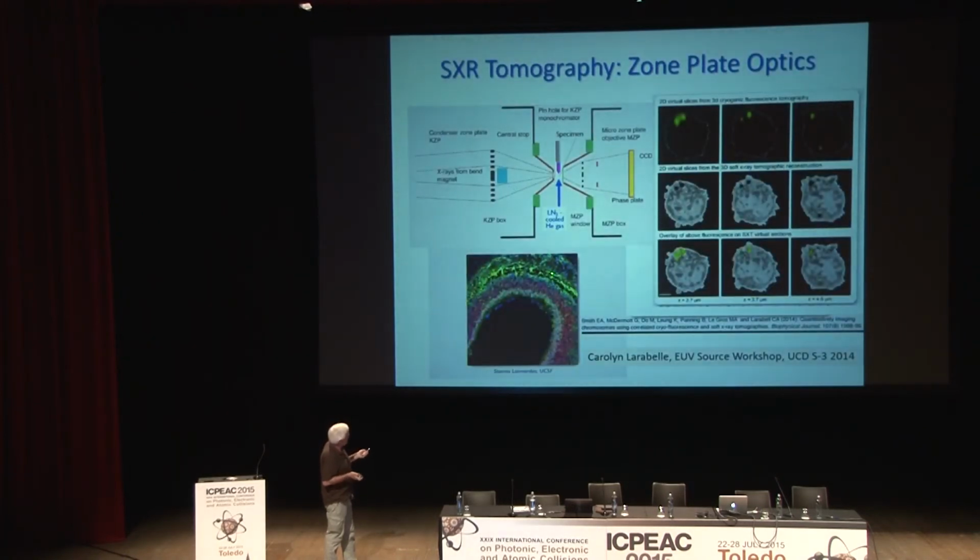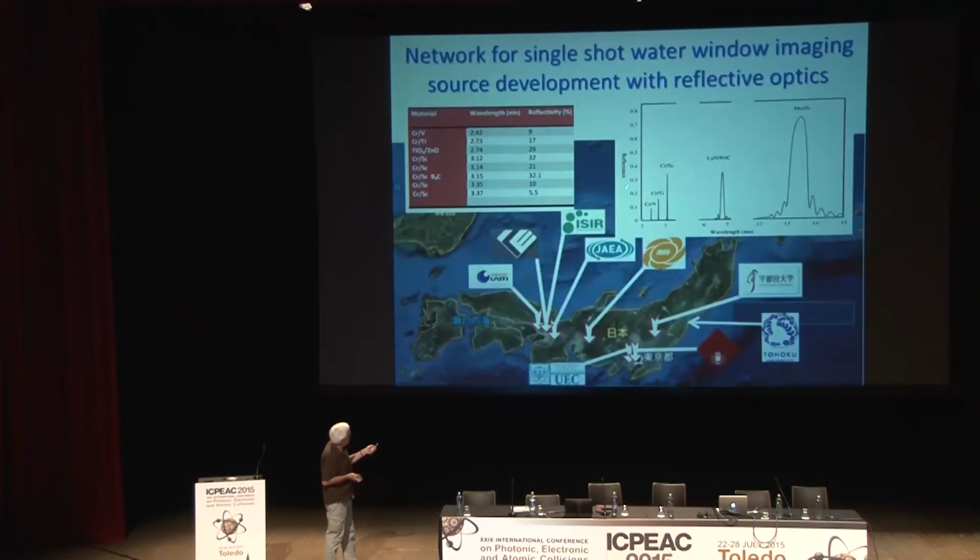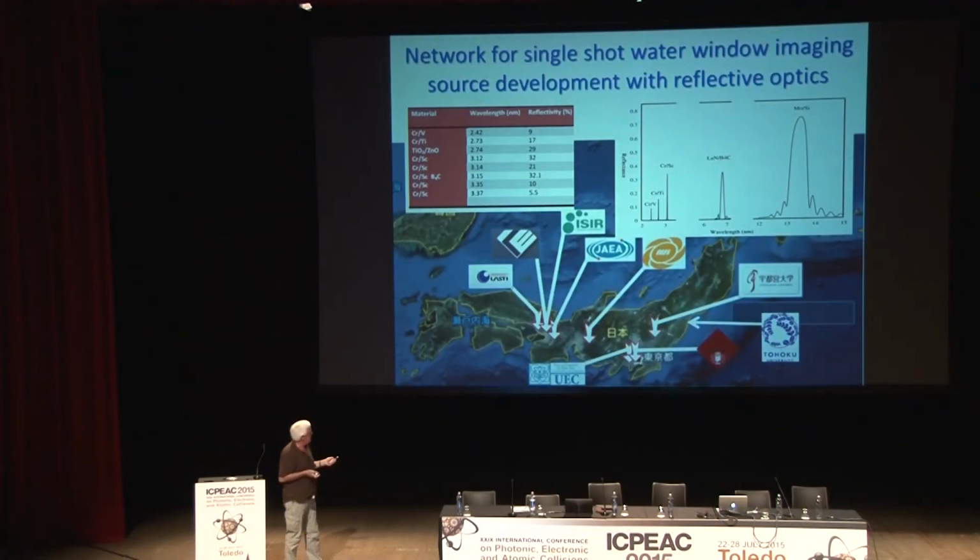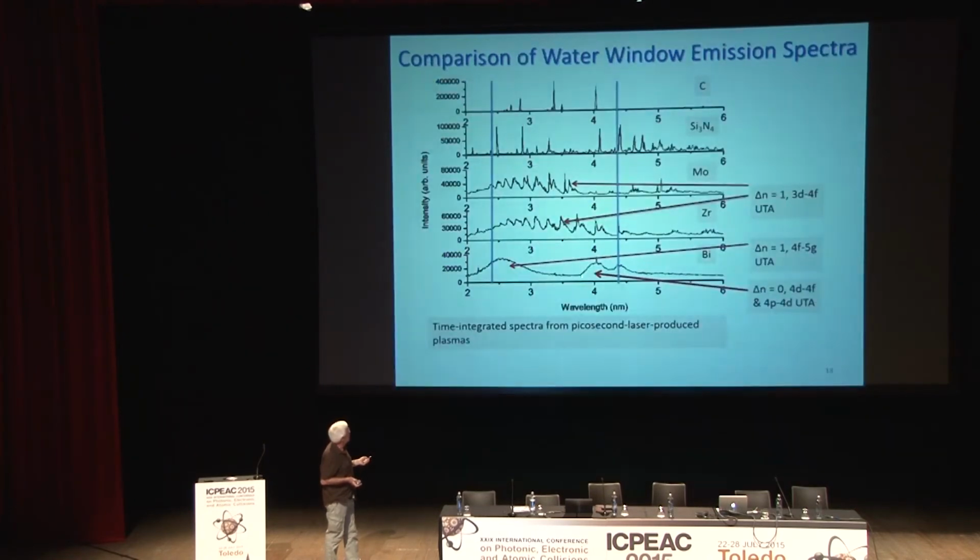Okay, I won't go through much of this, but there are two ways of approach. One is tomography, where you put a frozen sample in here, image using a zone plate onto the sample, and then collect the image using another zone plate. There's a group now in Japan who are interested in using the sort of lithography type approach of using mirrors to collect the radiation, okay, to try to get single shot imaging.